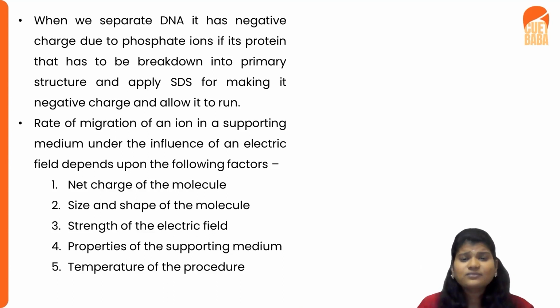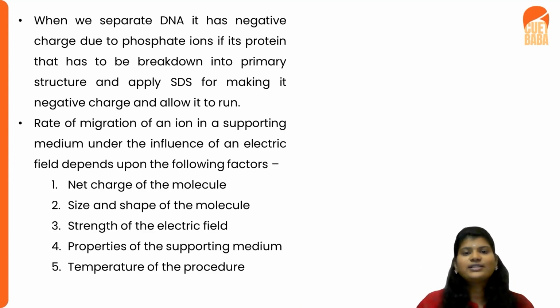But if it is a protein, the protein is not negatively charged, and it is actually a complex 3D structure. To apply a negative charge, the sample will be treated with SDS, sodium dodecyl sulfate. When we treat with SDS, the complex structure breaks down and the negative charge is applied throughout the primary structure. So when we break down the 3D structure, it results in the primary structure.